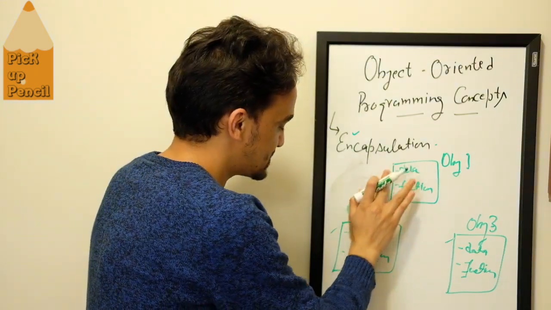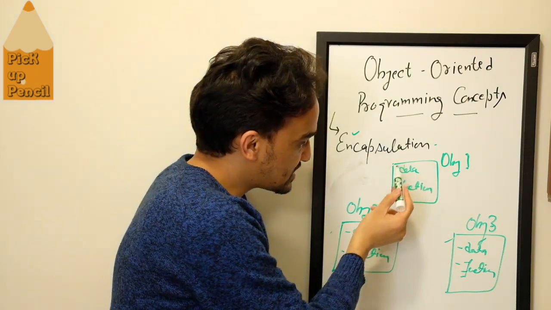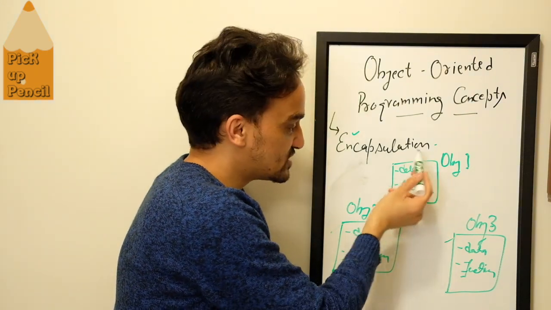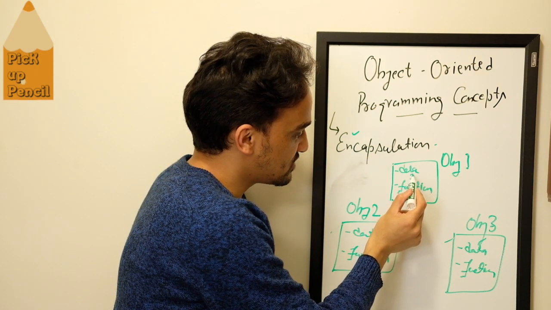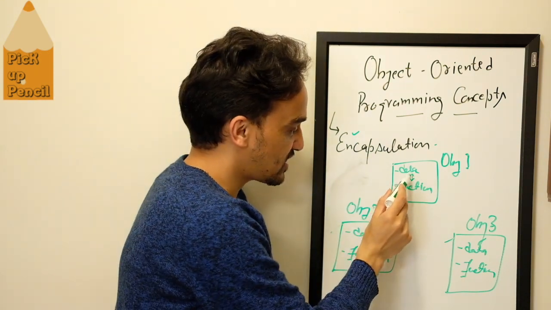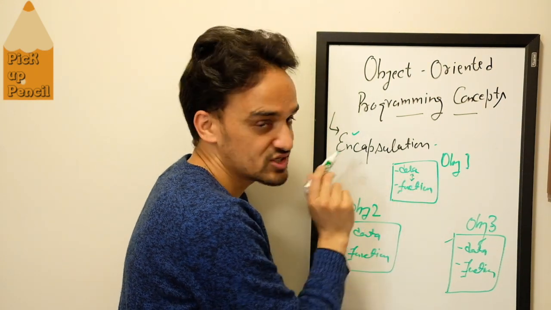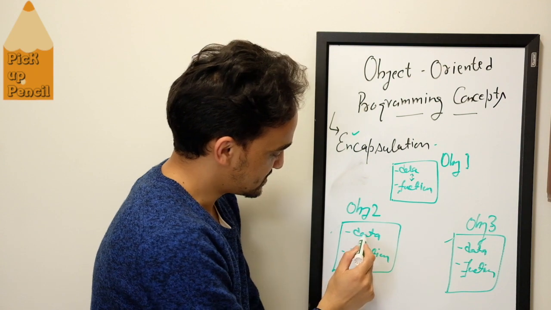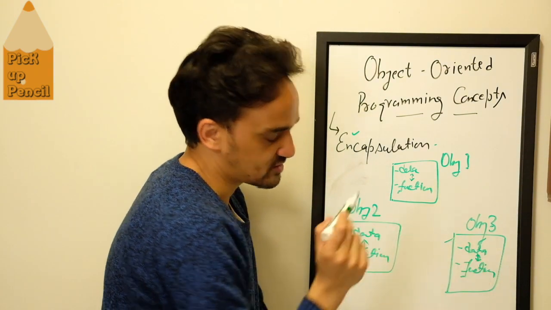So what's happening here is that whatever data is in this unit or in this object is only accessible by the function, and only this function can change the data. Similarly, this data is private to this function, and this data is private to this function.